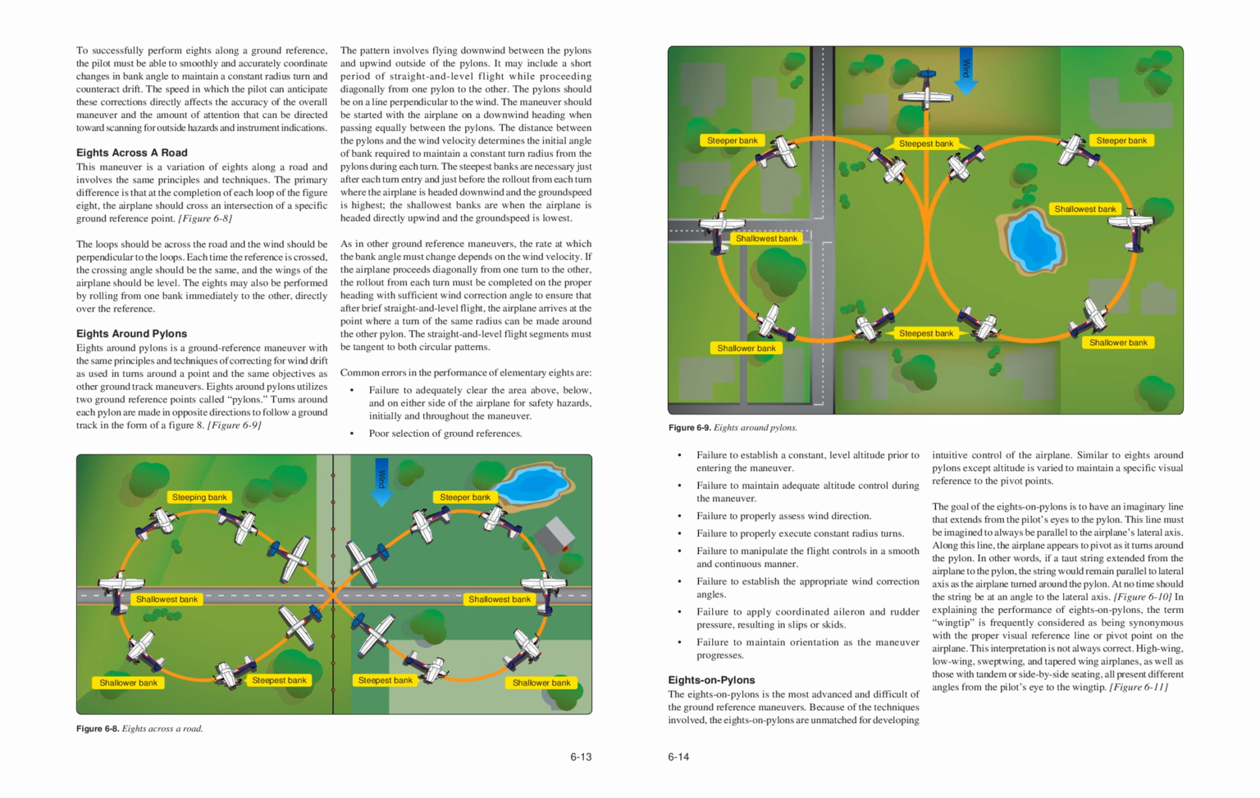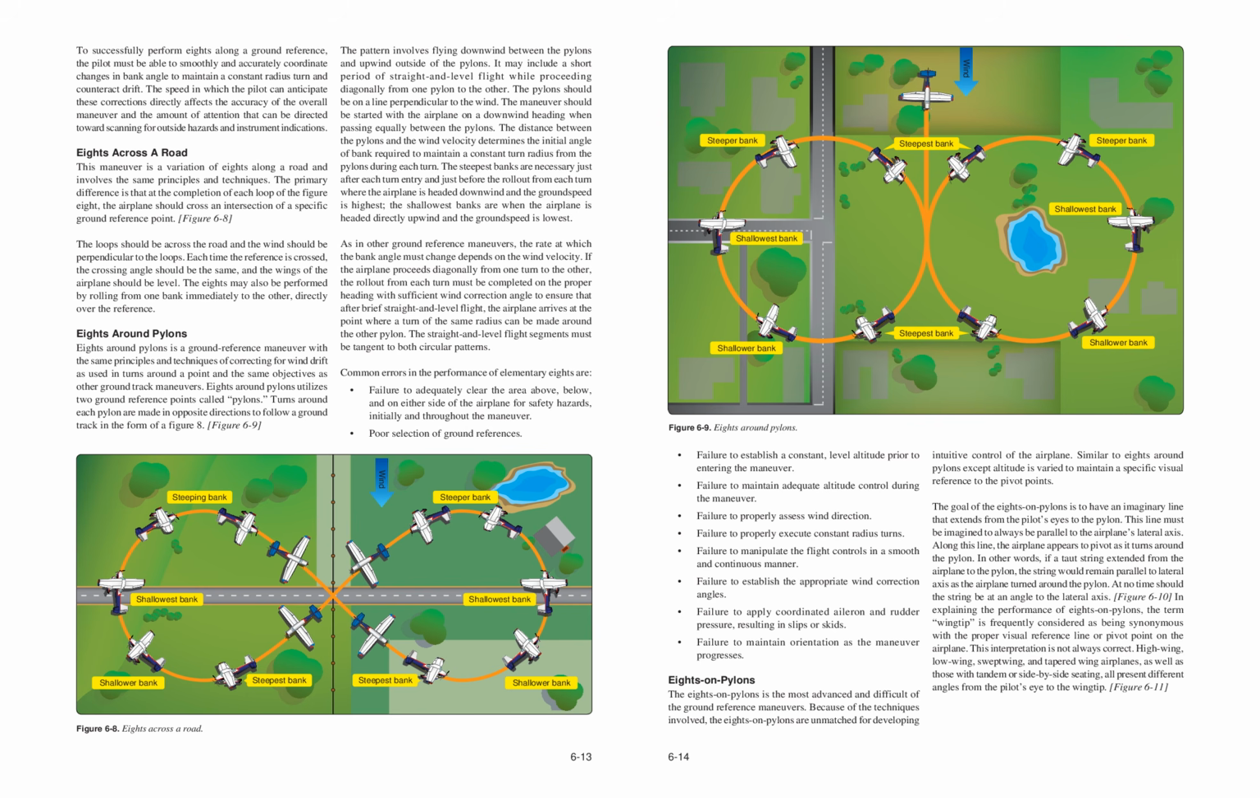To successfully perform 8s along a ground reference, the pilot must be able to smoothly and accurately coordinate changes in bank angle to maintain a constant radius turn and counteract drift. The speed in which the pilot can anticipate these corrections directly affects the accuracy of the overall maneuver and the amount of attention that can be directed towards scanning for outside hazards and instrument indications.